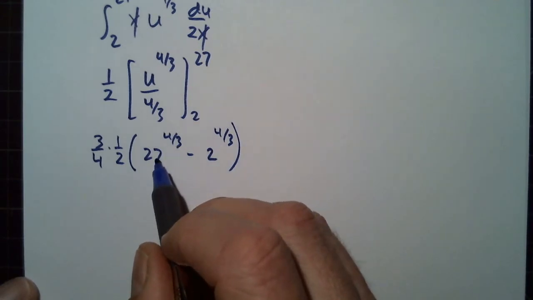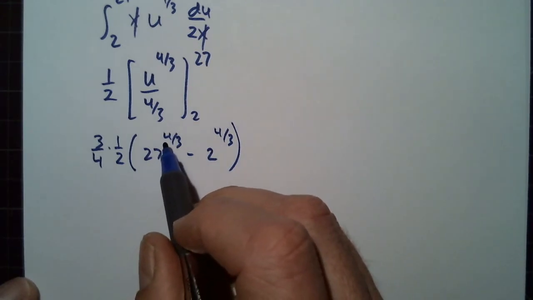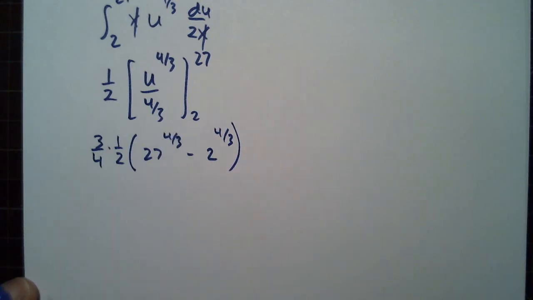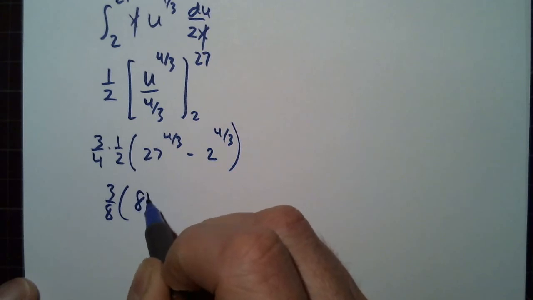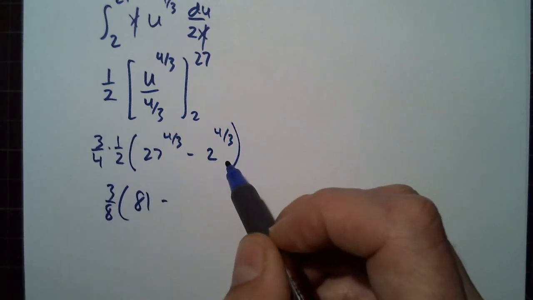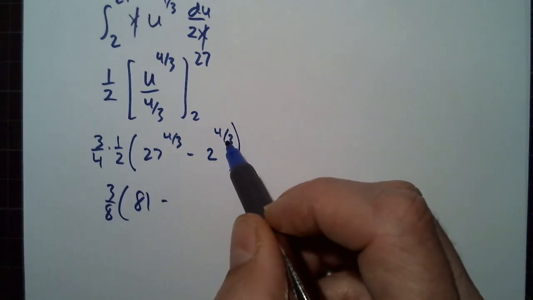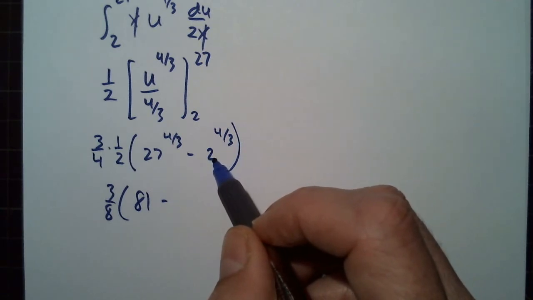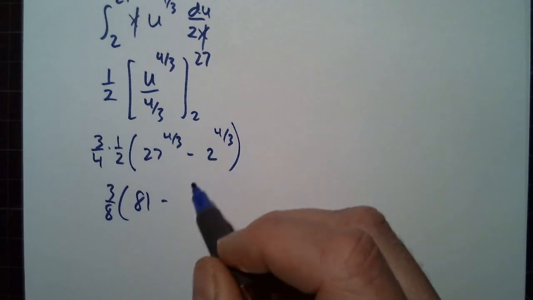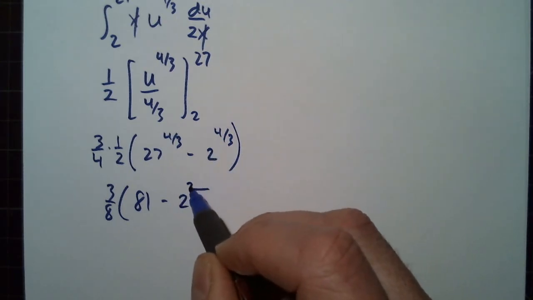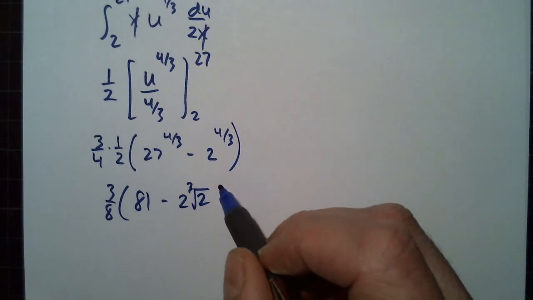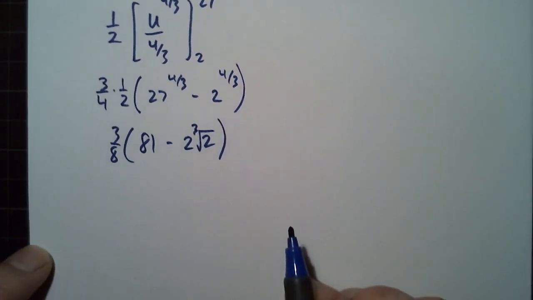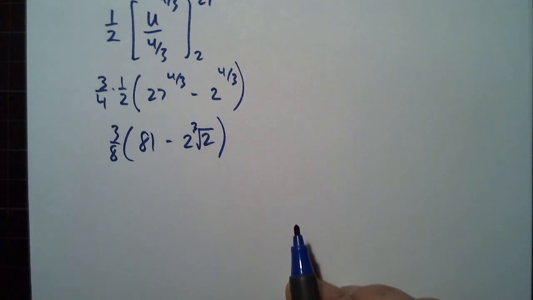The cubed root of 27 is 3. 3 to the 4th is 81. And here we have 3 over 8, 81. Here we're going to have the cubed root of 2 to the 4th. Well, we'll take out a 2, cubed root of 2, and we can just leave it like that.